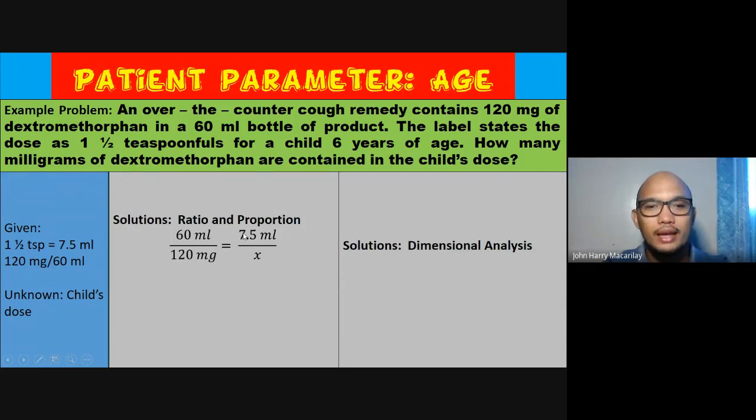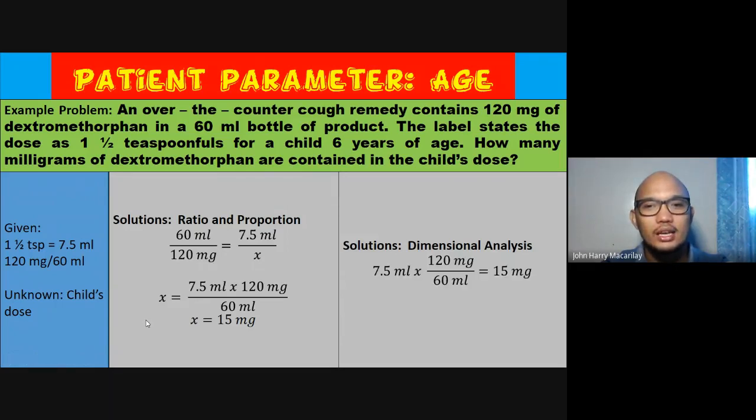So cross multiply each side. So 120 milligram times 7.5 and then X times 60 ml. Your solution will become X equals 7.5 ml times 120 milligram divided by 60 ml. The answer now is 15 milligram. So this means that in each 7.5 ml that will be administered to the patient, it contains now 15 milligram of dextromethorphan.